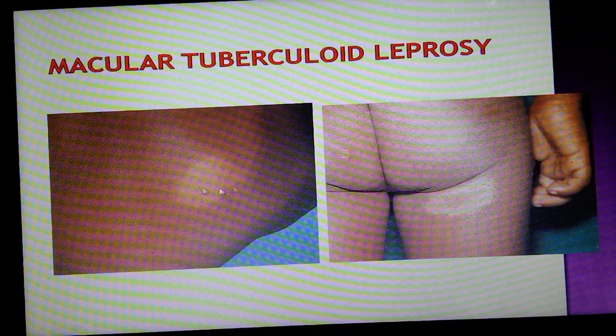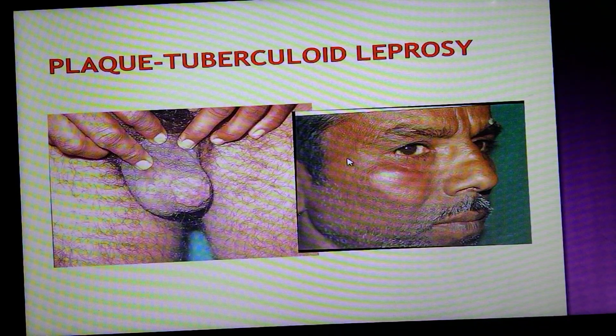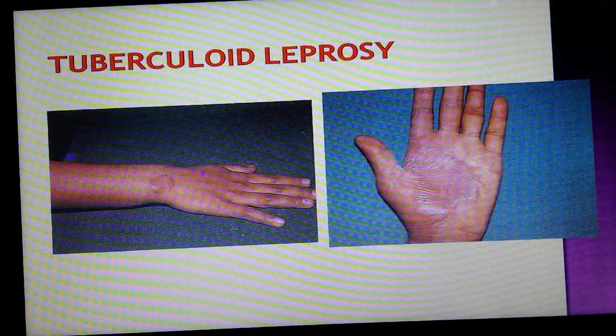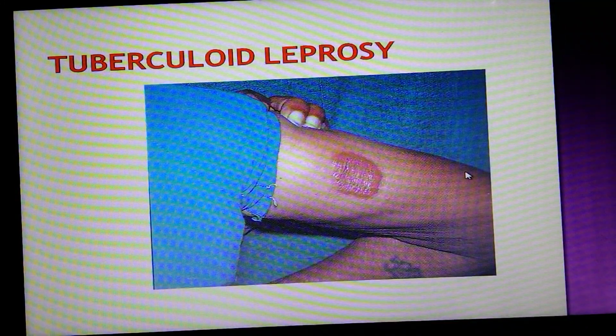This is what we call macular tuberculoid leprosy. As you can see, these patches we call macular tuberculoid leprosy. This is plaque tuberculoid leprosy. Tuberculoid leprosy, as you can see in these pictures. This is tuberculoid leprosy, these patches.